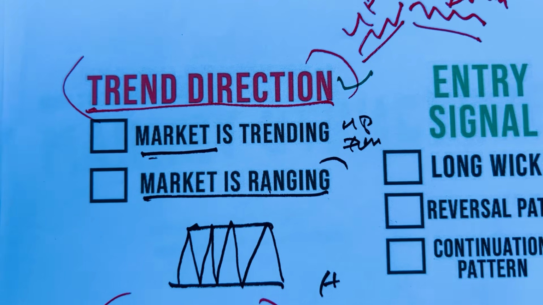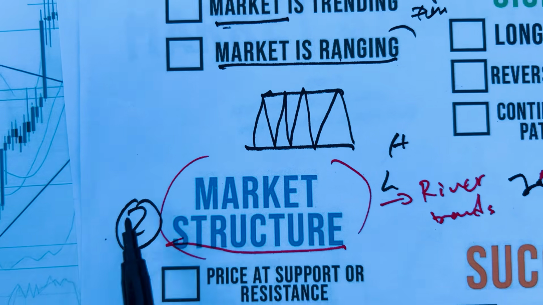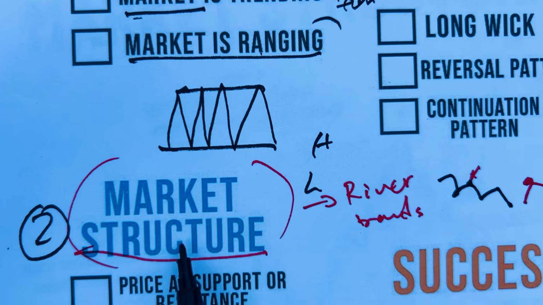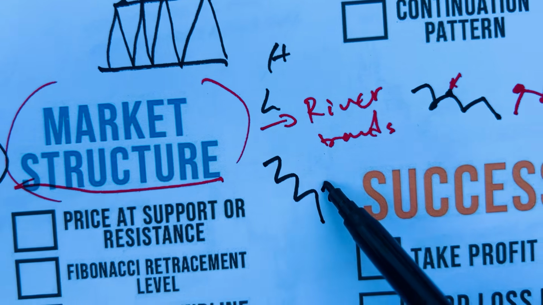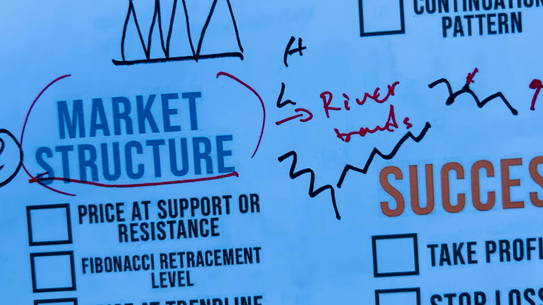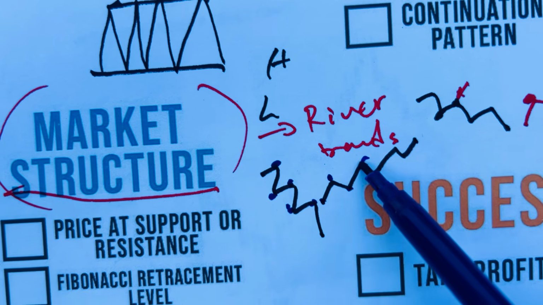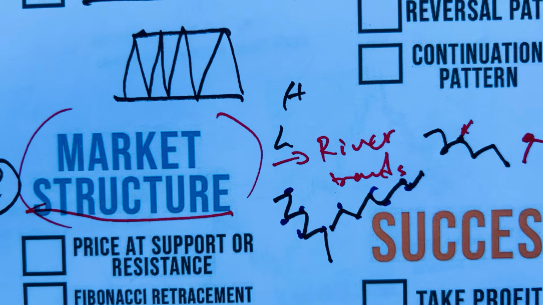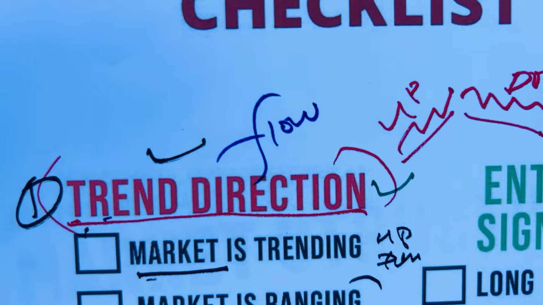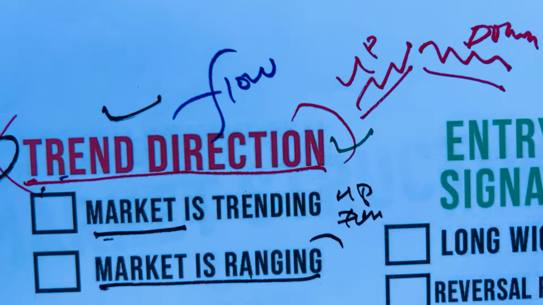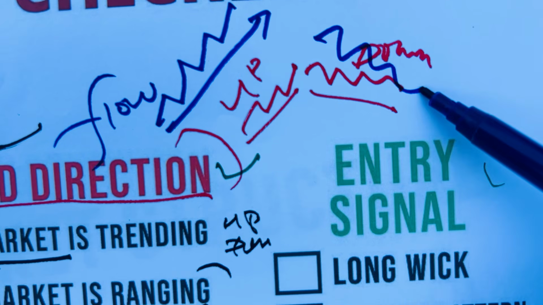When we look at technical analysis, I want you to understand something. We have trend direction, which is number one. Please pay attention. Number two, we have market structure, right? Think of market structure like steps, the steps going down or the steps going up. Think of it like an escalator. For the trend direction, we're looking at the flow. Is the flow going up or down? If the flow is going up, we'll see the overall movement going up. If the flow is going down, we'll see it going like this.